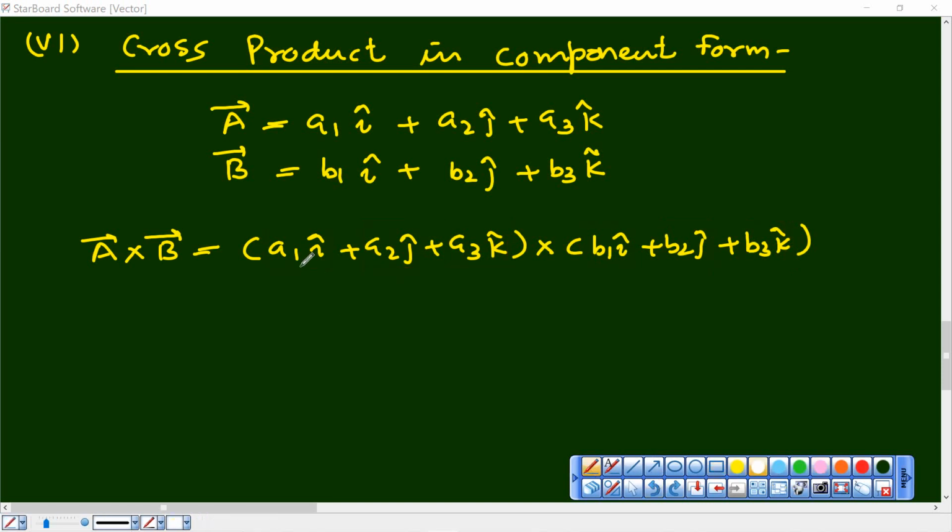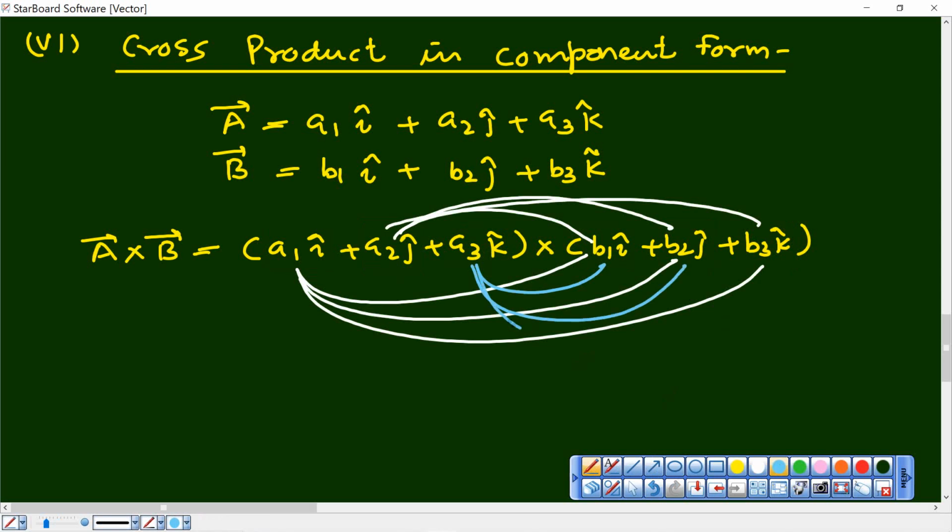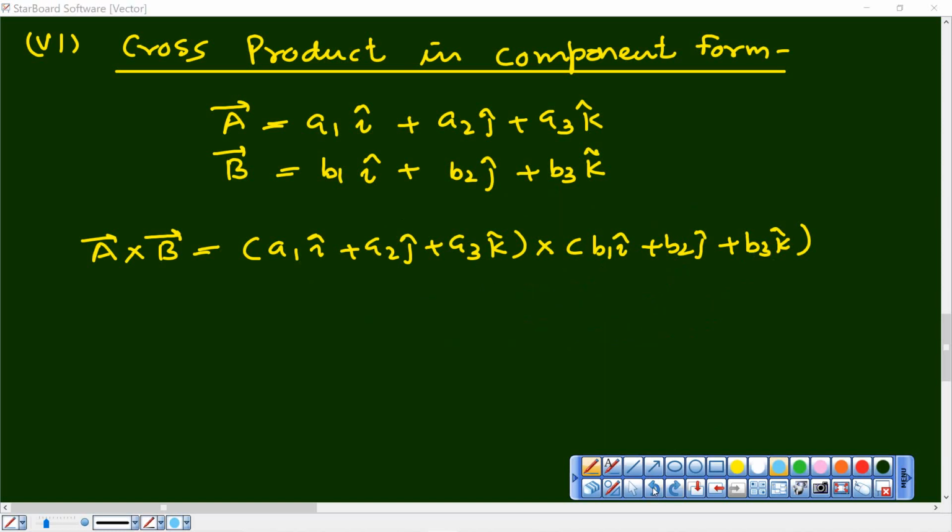So this will get distributed on these three. In a similar manner, this will get distributed on these three, and likewise this will also, let me change the color for distinction, be distributed on these three. So there will be 9 different distributions that we'll get to see. Let me write them all.